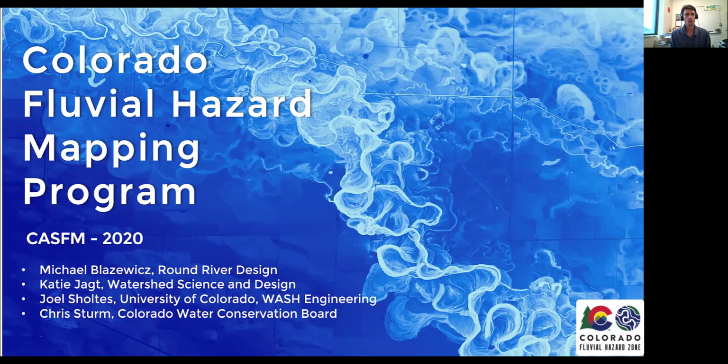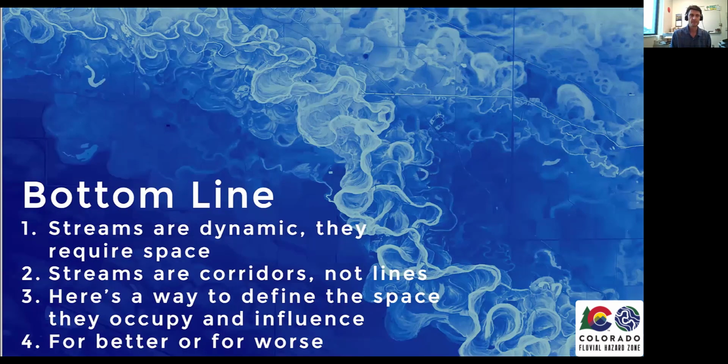Hello, my name is Joel Schultes, and I'm going to be presenting to you today on the Colorado Fluvial Hazard Mapping Program. This is a program that is developed and administered by the Colorado Water Conservation Board, and my co-authors are Michael Blazevich of Round River Design, Katie Yacht of Watershed Science and Design, and Chris Sturm with the Colorado Water Conservation Board. So I'll jump to the bottom line up front.